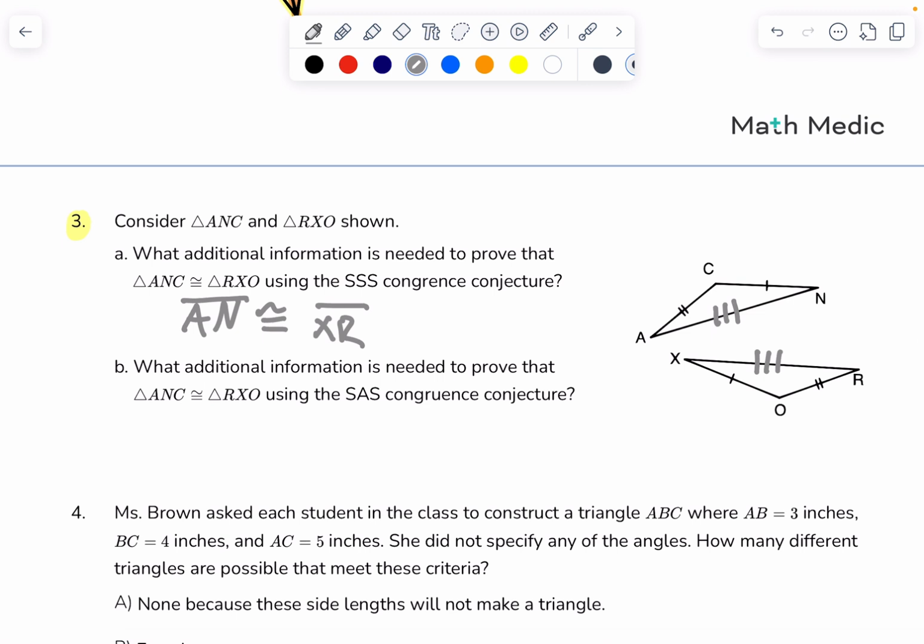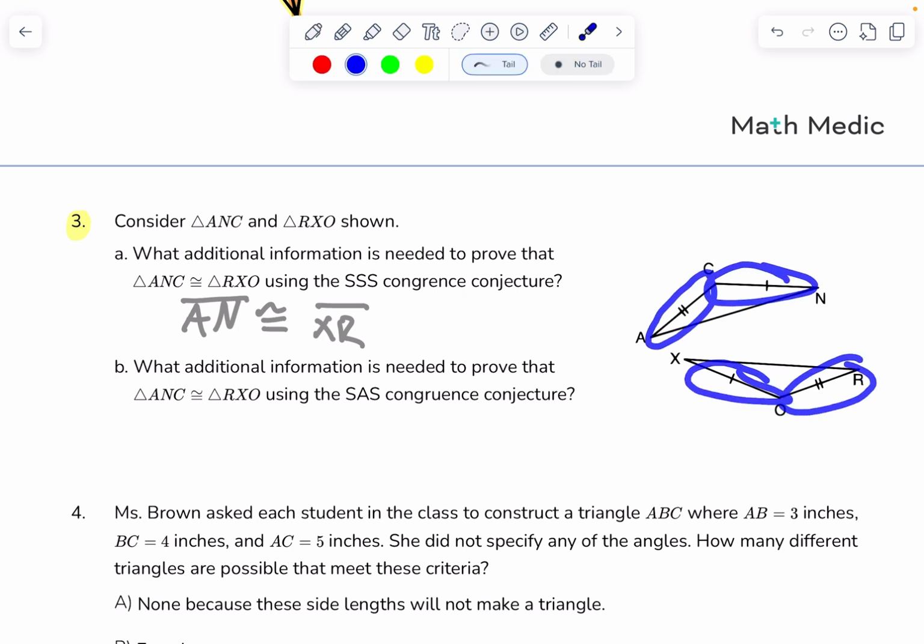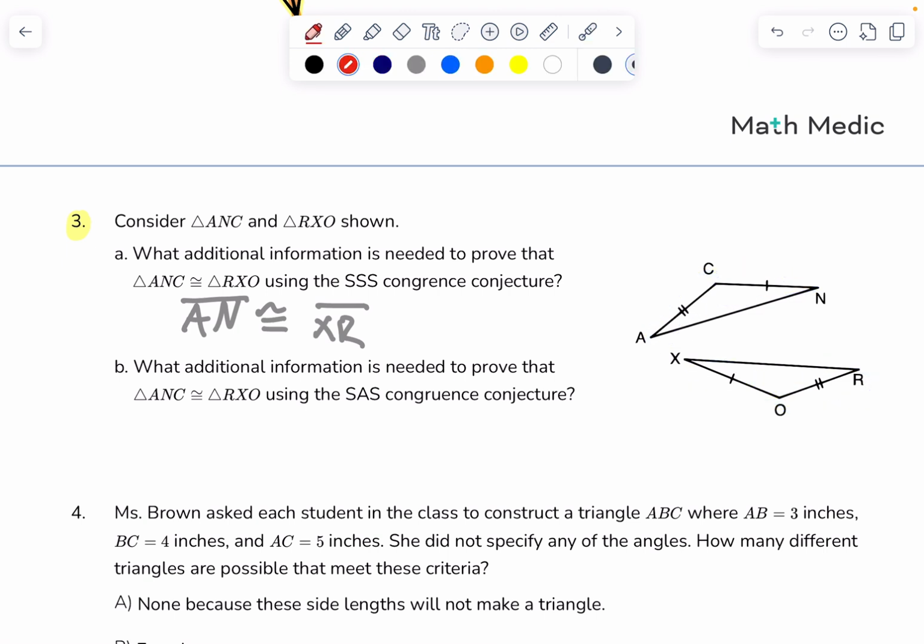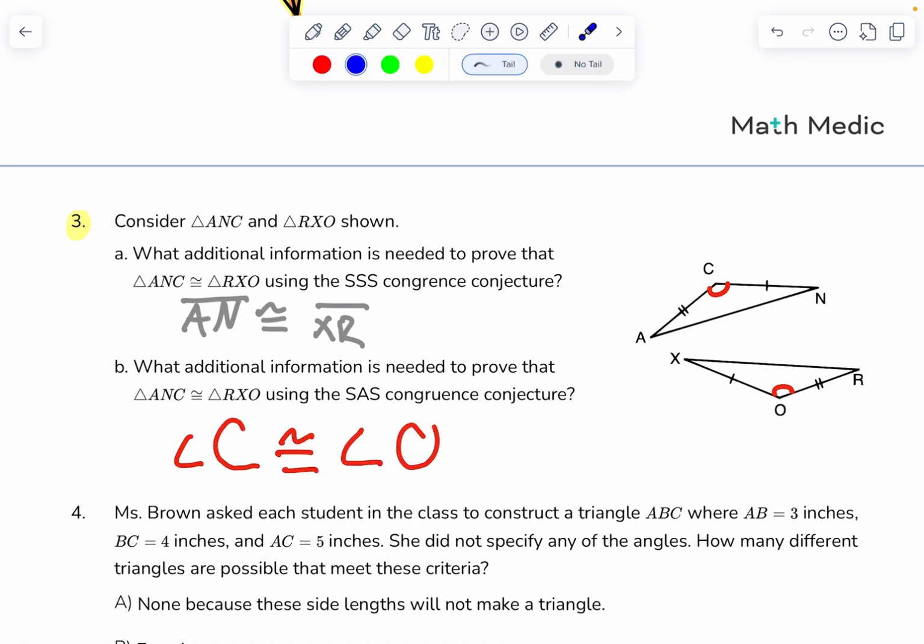Part B. What if, instead of using side, side, side, I wanted to use side, angle, side? Well, my two sides that I see are there and there, and there and there. Side angle side says the angle in between. So I need angle C to be congruent to angle O. That's the only thing I would need. So angle C has to be congruent to angle O. And that is the additional information that we would need to prove that those triangles are congruent.